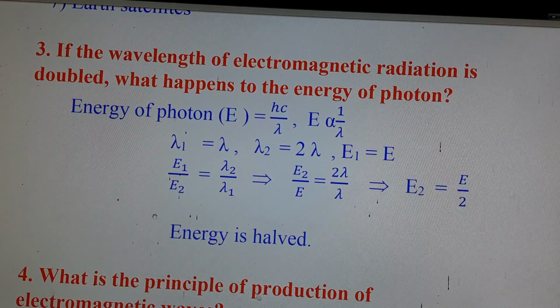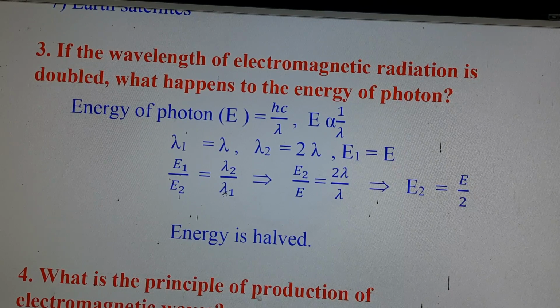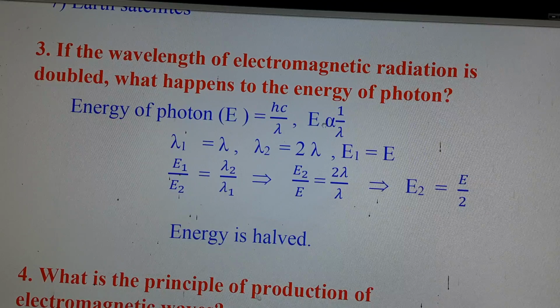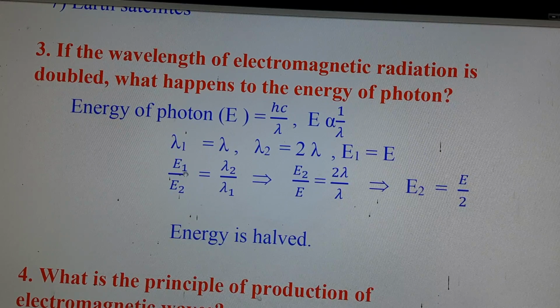So we can observe two energies and two wavelengths. First wavelength lambda 1 is equal to lambda, second wavelength is doubled, so lambda 2 is equal to 2 lambda, and E1 is equal to E. So we can calculate E2. E1 by E2 is equal to lambda 2 by lambda 1. Why? Because the energy is inversely proportional to wavelength. So E by E2 is equal to 2 lambda by lambda, where lambda will be cancelled. E2 is equal to E by 2. So the energy is halved.